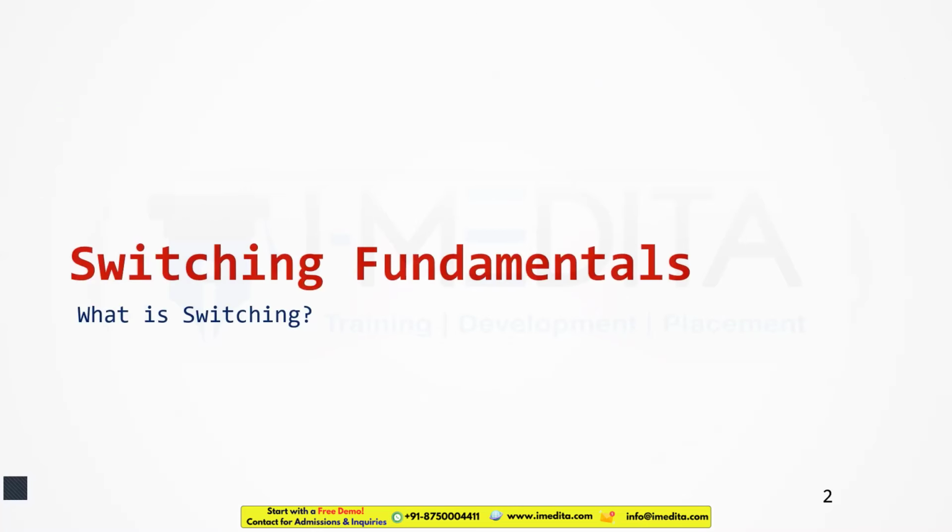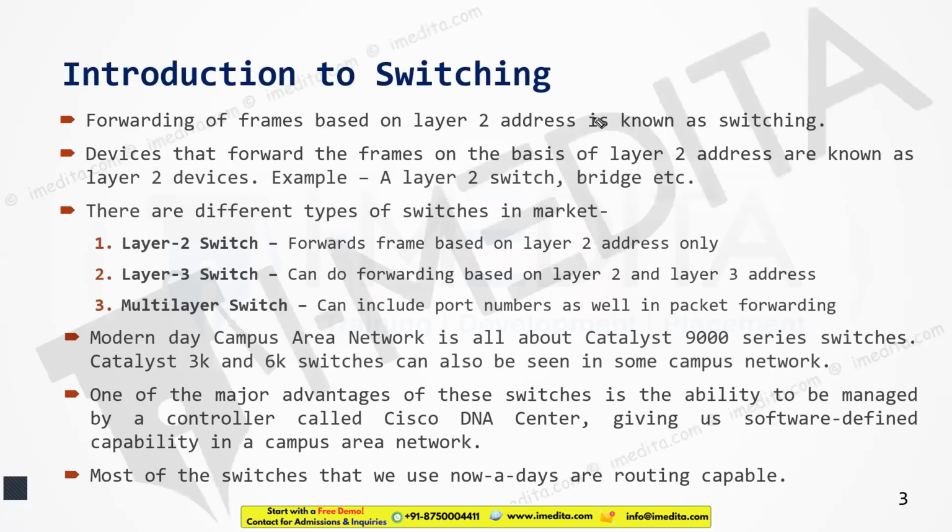So first things first, what is switching? Forwarding of frames based on the layer 2 address is known as switching. Layer 2 address basically means the MAC address. So whenever a device receives data and is able to forward it based on the MAC address from one port to another, from one interface to another, that process of forwarding frames based on the layer 2 address, or the MAC address, is what we know as switching.